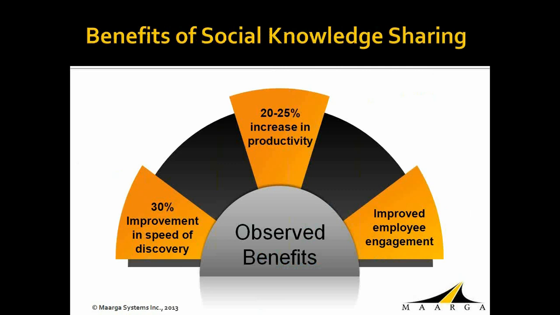So what happens when companies enable social knowledge sharing? Finding solutions to problems, discovering existing solutions improved by 30%. There's an observed increase in productivity of between 20 and 25%, and employees are encouraged to contribute, and this improves employee engagement.